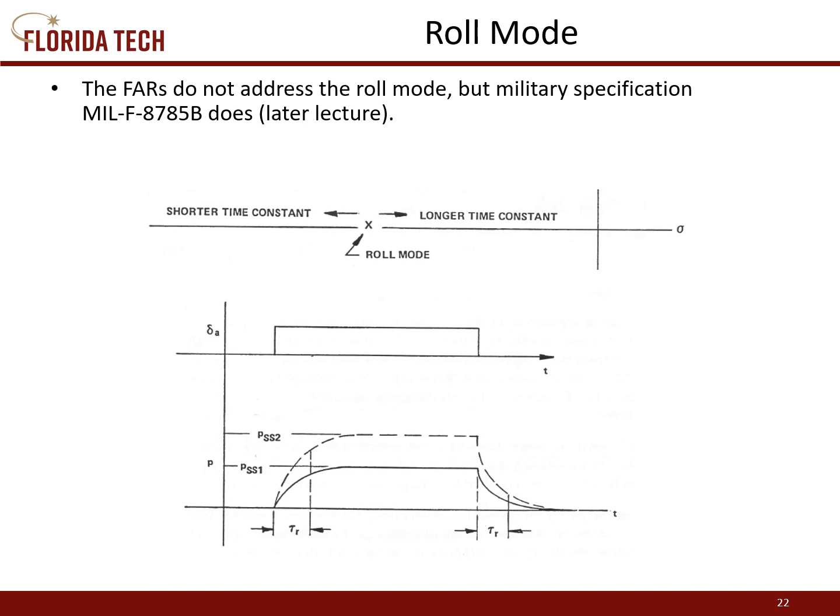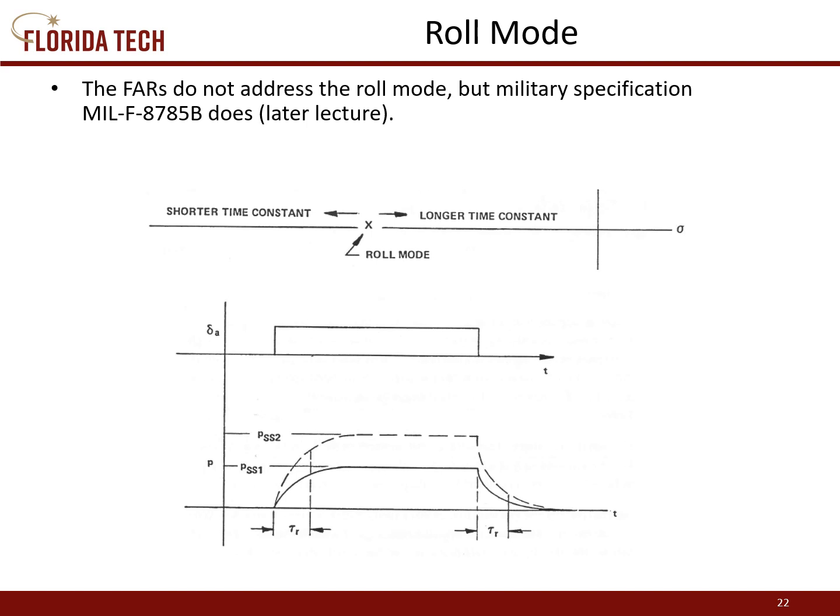For the FAA, they really don't address the roll mode, but you will see it in future lectures in the military specifications, MIL-F-8785B or MIL Standard 1797A, either one. I did show the root plot on the s-plane again. We know that the roll mode is first order, so it's on the real axis, and with shorter time constants the pole moves left, with longer time constants the pole moves right.